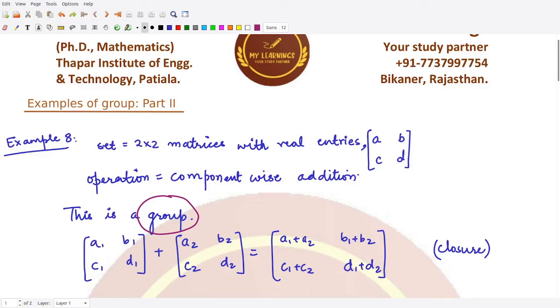How is this so? The first thing that is there is the closure property, that is surely there because this is again a 2 cross 2 matrix, and these are all real numbers because the addition of real numbers is real, therefore this holds the closure property. So this matrix also belongs to the same set, right?